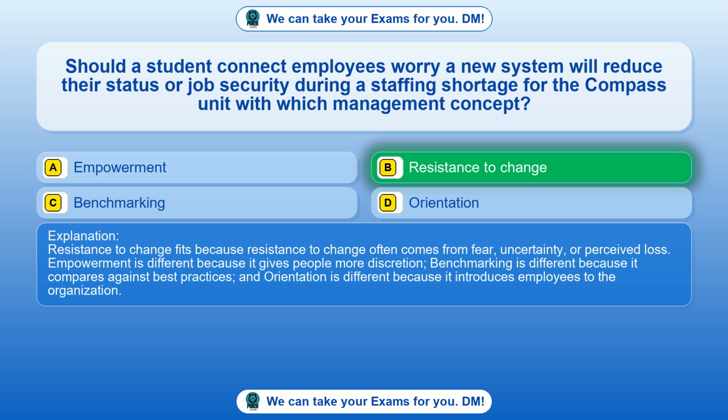Empowerment is different because it gives people more discretion, benchmarking is different because it compares against best practices, and orientation is different because it introduces employees to the organization.